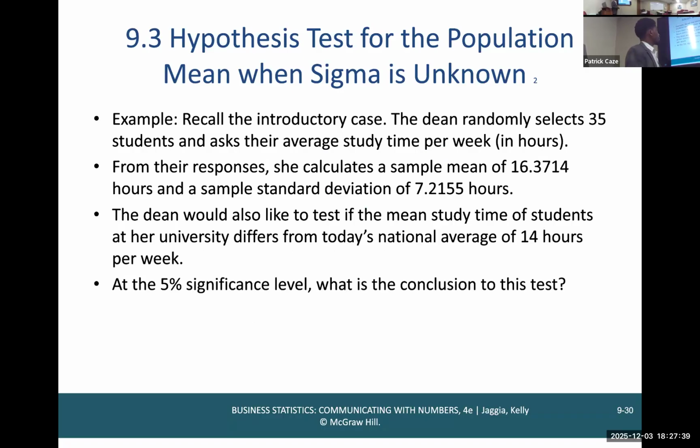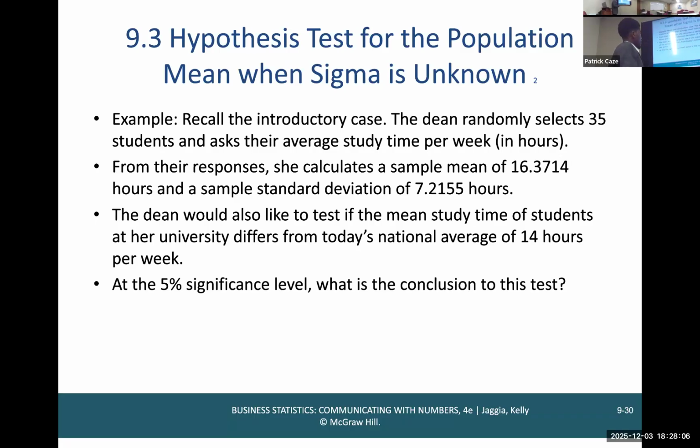The dean randomly selects 35 students and asks their average study time per week. Let's put the first example. From their responses, she calculated a sample mean of 16.3174 hours and a sample standard deviation of 7.2115 hours. The dean would also like to know, testing the mean, if the mean study time of students at her university differs from today's national average of 14 hours per week. At the 5% significance level, what is the conclusion of this test?